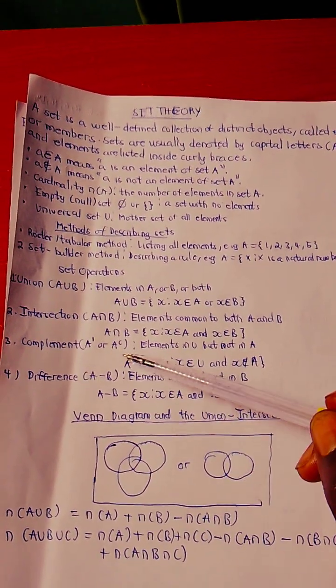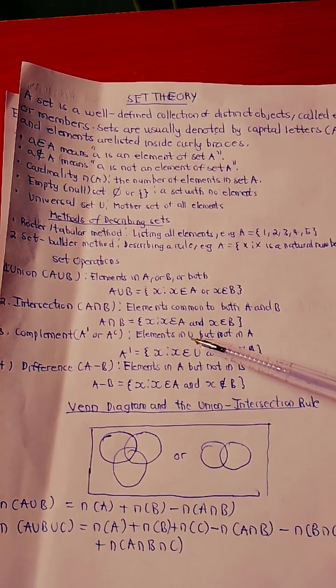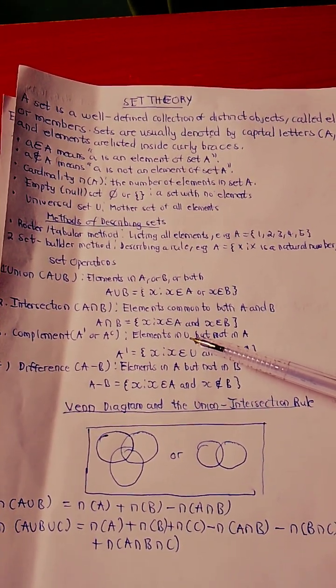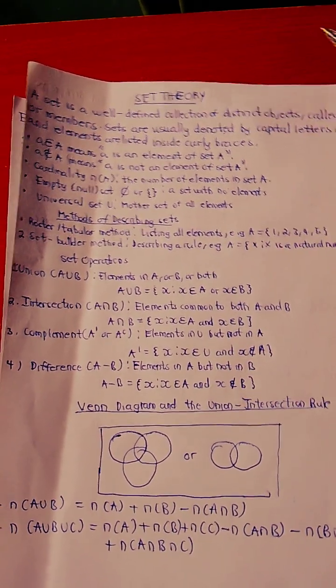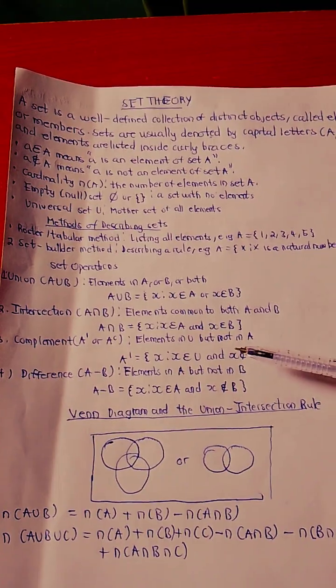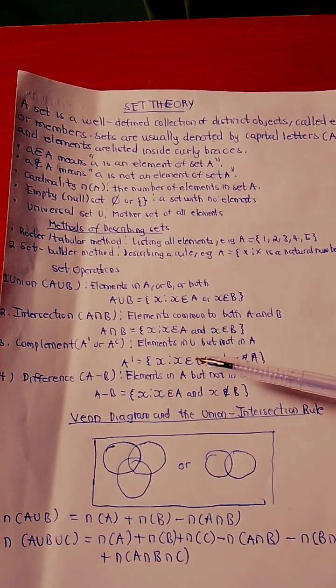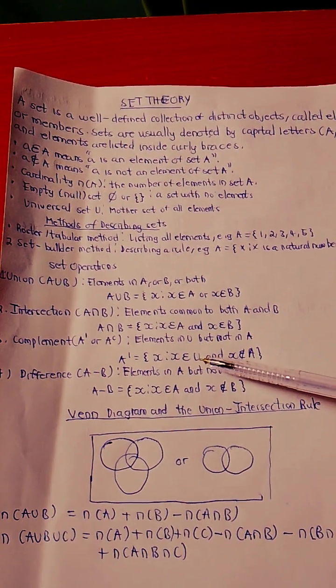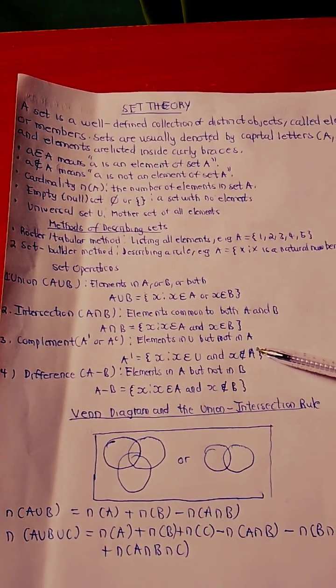So here now we have complement. Complement says elements in U, that is the universal set, which we have talked about to be the mother set of all elements, but not in A. So in this particular example, there's a notation saying that X is an element of the universal set, but it's not an element of A.